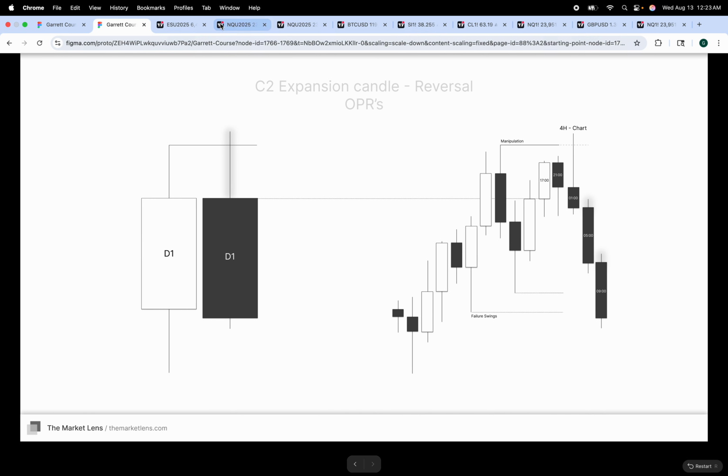So that's all I have for here. Now let's get into these examples here.